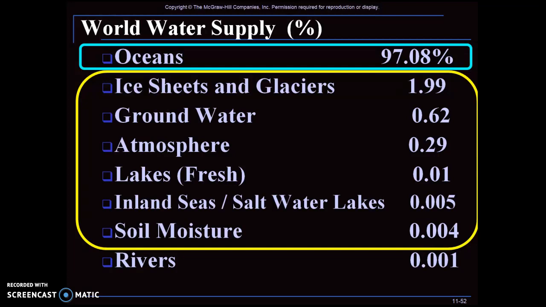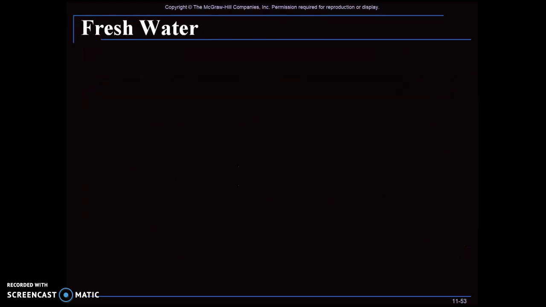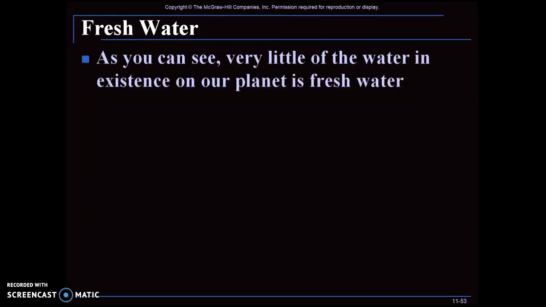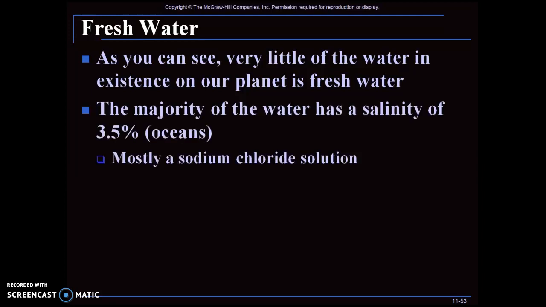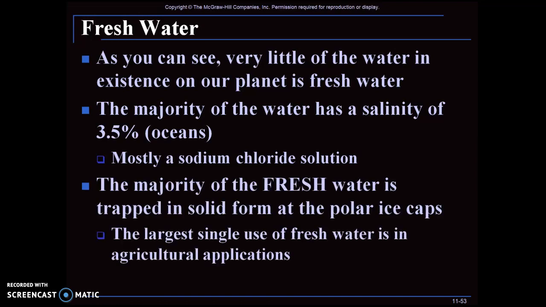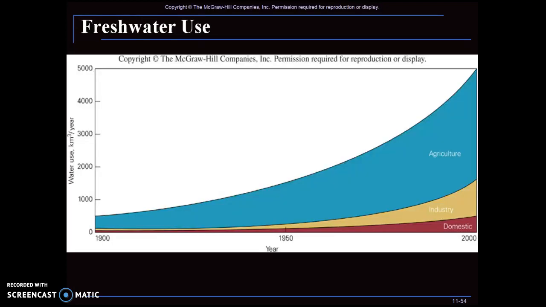And the next is from this segment right here. As you can see, very little of the water in existence on our planet is fresh water. The majority of the water has a salinity of about 3.5% in the ocean water, mostly a sodium chloride solution. The majority of the fresh water is trapped in a solid form at the polar ice caps. The largest single use of fresh water is in agriculture applications. As you can see, most of the fresh water we want to use is used by agriculture, then industry, then domestic usage.